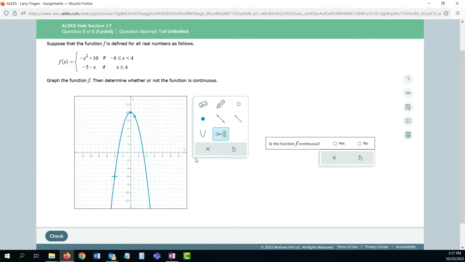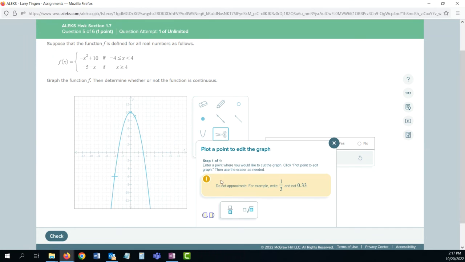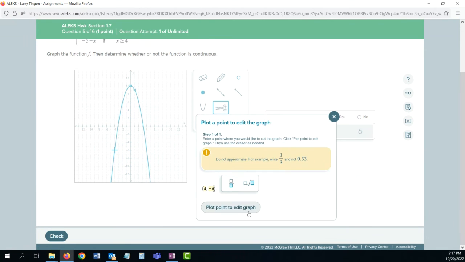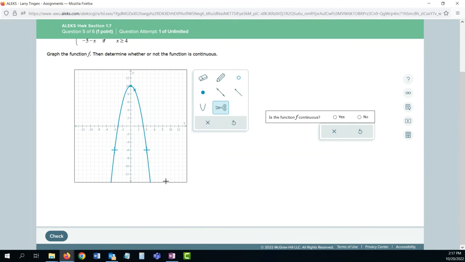All right. When do I stop paying attention to it in the other direction? I stop paying attention to it when x is 4. What happens when x is 4? 4 squared is 16. Negative 1 times 16 is negative 16. Negative 16 plus 10 is negative 6. So I need another cut when x is 4, y is negative 6. I'm going to plot that point.